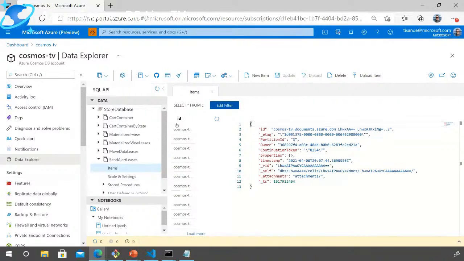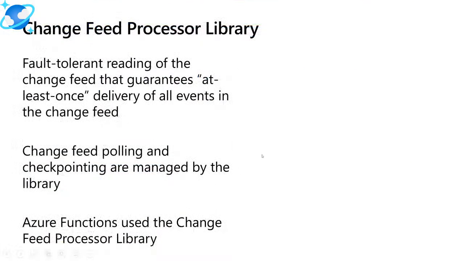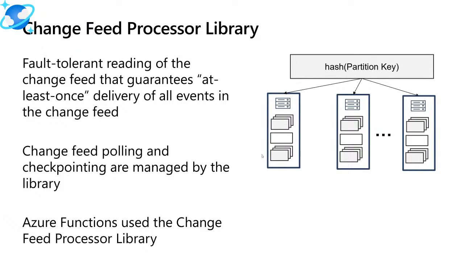Now, again, this lease collection is automatically managed, and as we progress through reading the change feed and read more and more changes, we'll update this bookmark per physical partition, which gives us the last document that we processed from the change feed. Again, it's one change feed per physical partition. So if you have multiple physical partitions, that's the unit we use to parallelize reading the change feed. You as a developer do not need to worry about that, but just know that behind the scenes, the change feed processor library, which functions uses, is going to parallelize the processing across physical partitions.